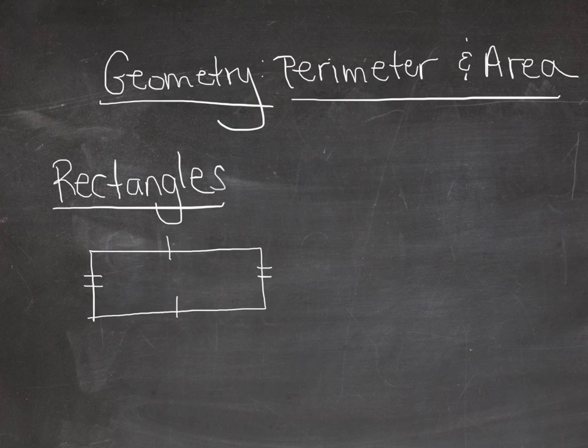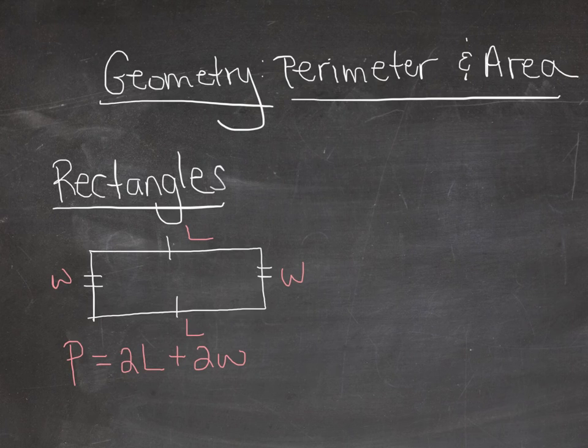So the perimeter of a rectangle, and actually the perimeter of any polygon, so any shape with straight sides, will just be the sum of all the sides. So with a rectangle, if I call this side the length and this side the width, my perimeter will be 2 times the length because I have two sides that are L, and then plus 2 times the width because I have two sides that are the same measure W.